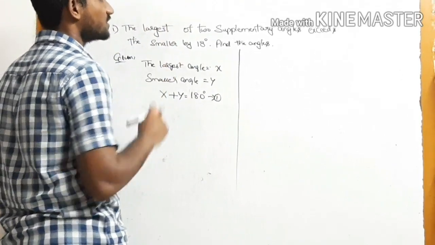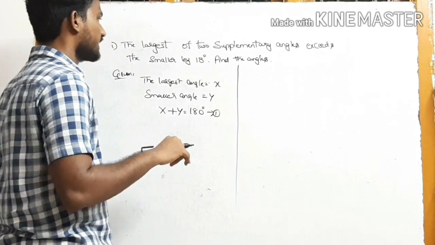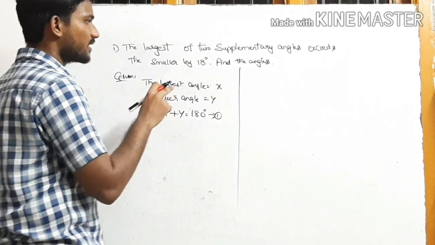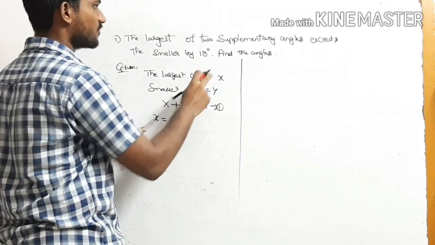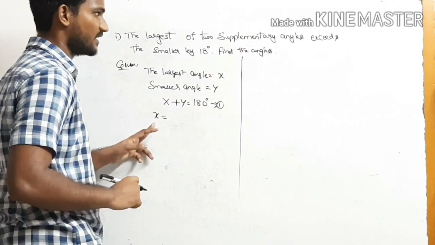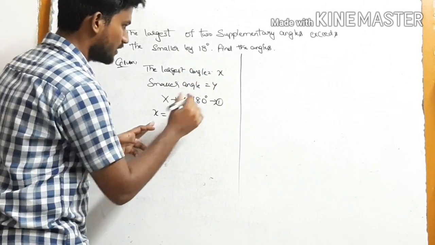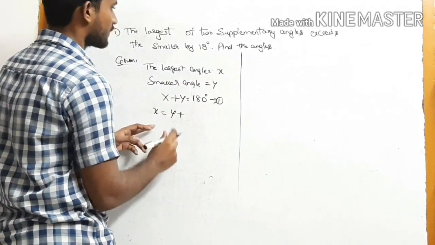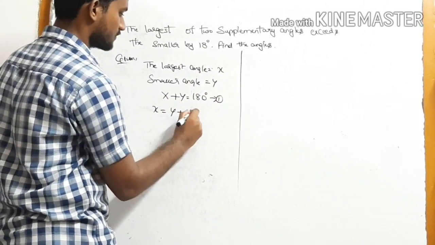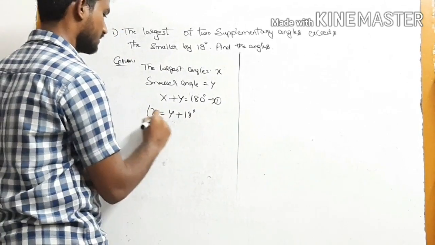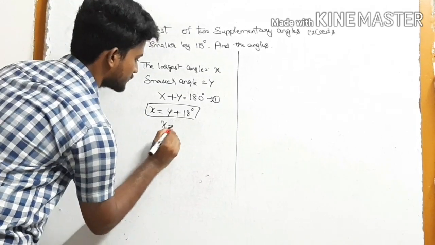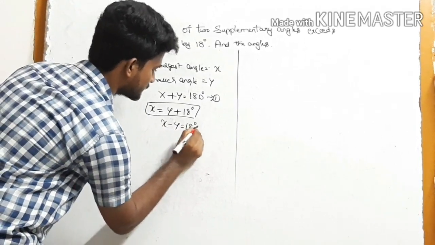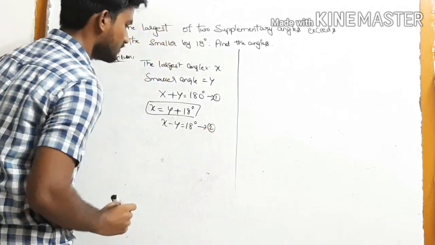From the question, the largest of the two supplementary angles exceeds the smaller by 18 degrees. Then the largest of the two supplementary angles is x, and x exceeds the smaller by 18 degrees. From this, x minus y equals 18 degrees. This is the second equation.